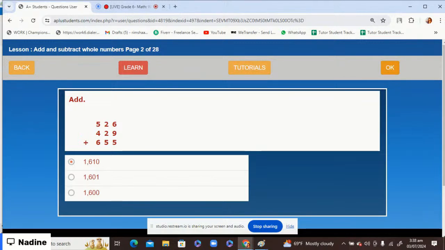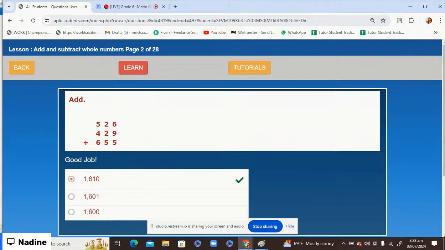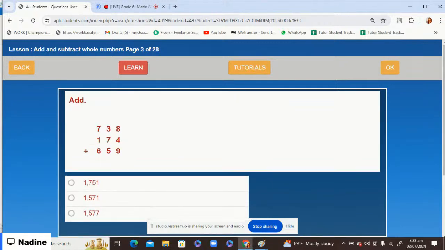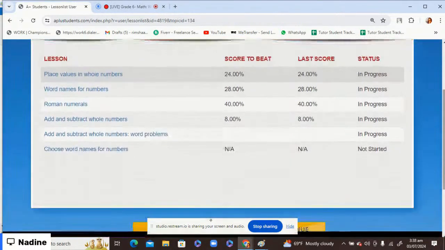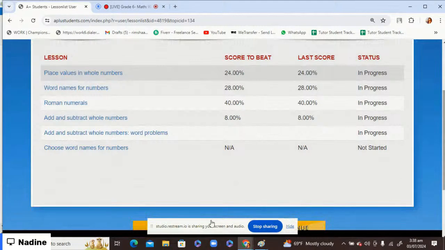1610. Here is the option A. Let's go with it. This is the right one. Hope you guys understand this lesson as well, so you can solve the rest of the lesson by yourself. Okay? Rest of this lesson I'm asking.